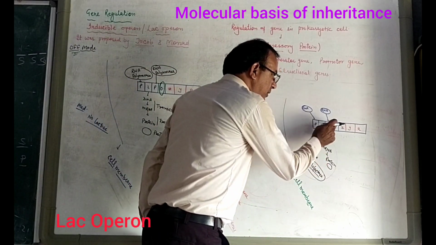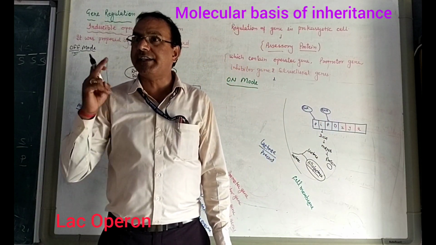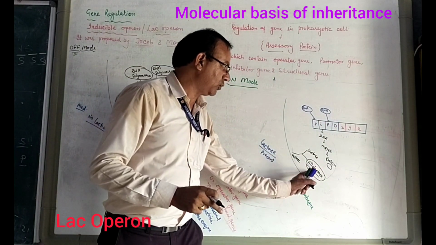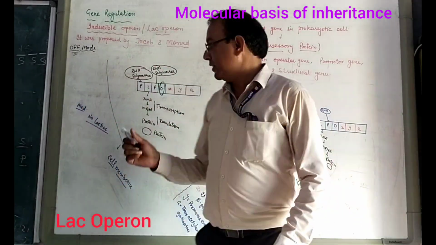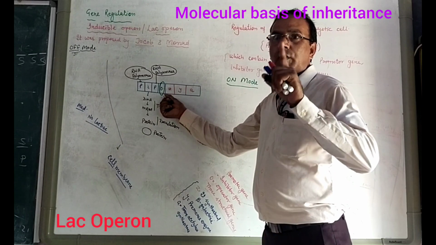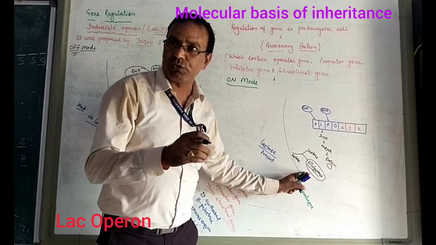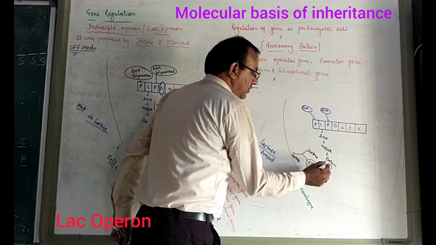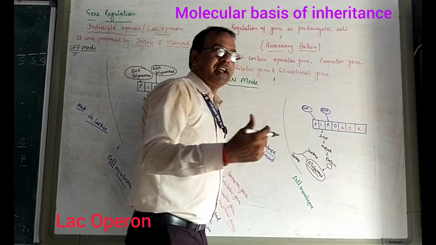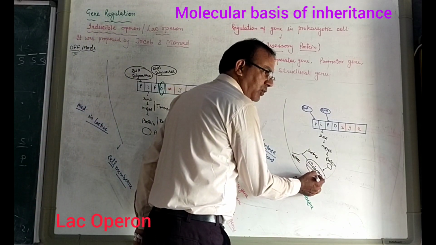Why can't this protein reach here? Because we know that the protein shows a higher affinity to react with lactose rather than the operator gene. In the absence of lactose, this affinity is shown with the operator gene. But as the cell gains lactose, this protein can't reach the operator gene. It shows affinity for the lactose, and that is called allolactose.